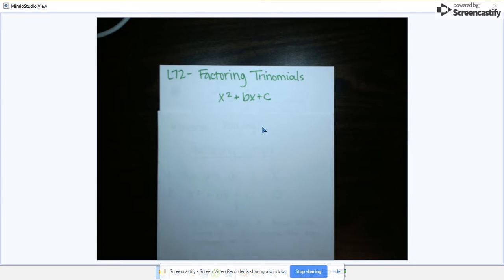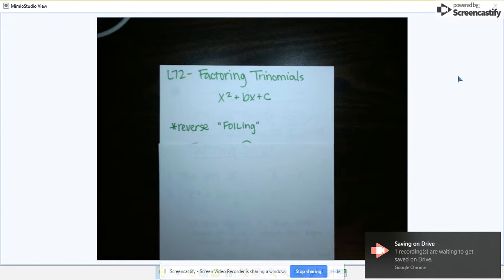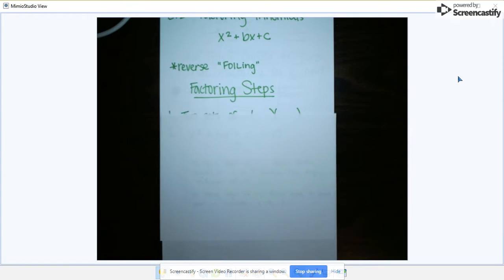Hello. We've worked the last couple days on multiplying polynomials, and now we're going to work backwards, what we call factoring. So we're going to take trinomials and factor them. You can think about it as the reverse of foiling. So we have some steps.